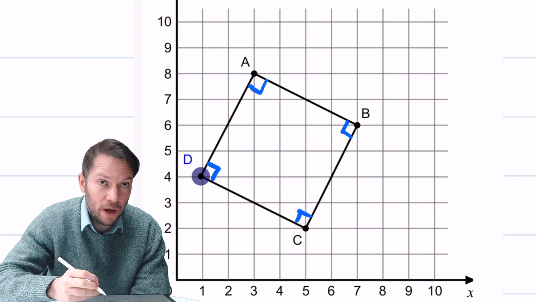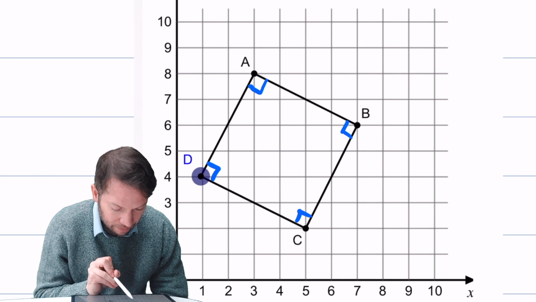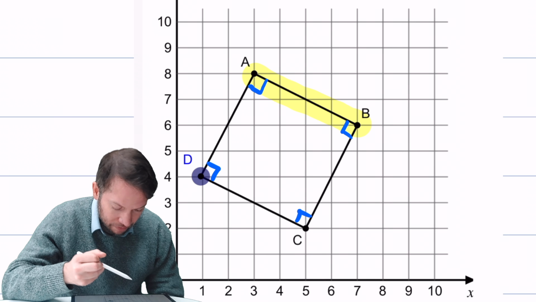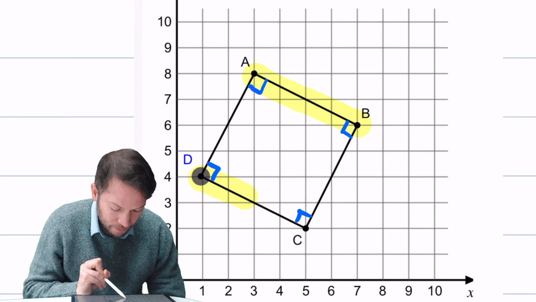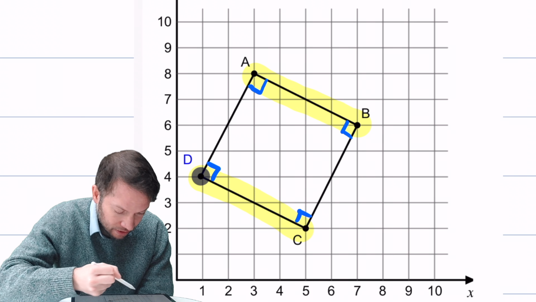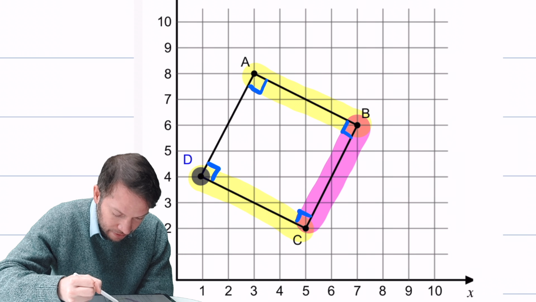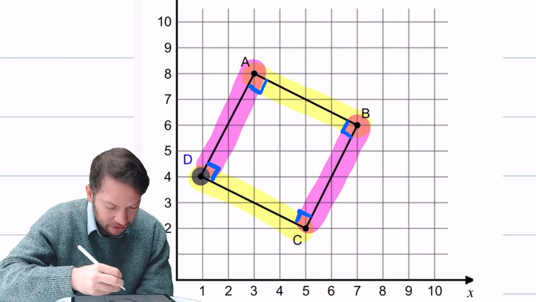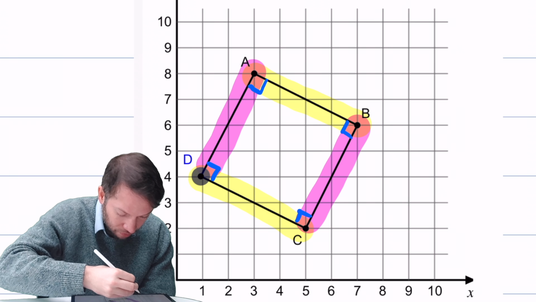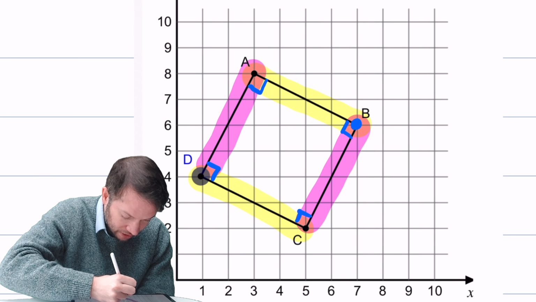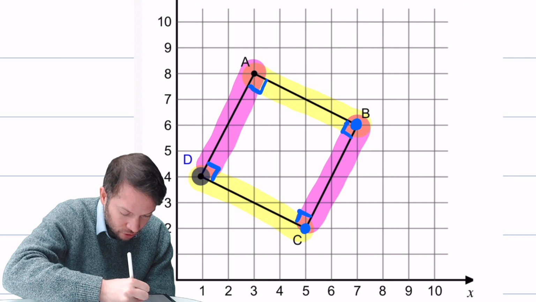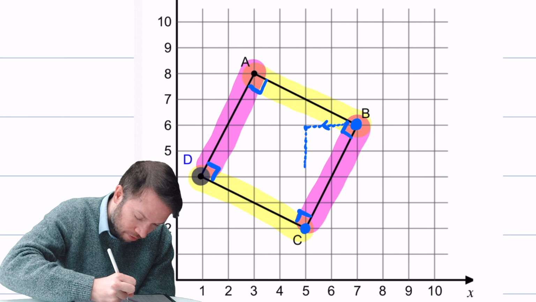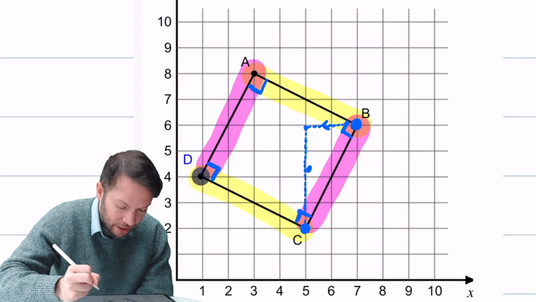And we also said with a square, all the sides have to be the same length. So for example, this length here, AB, has to be the same length as DC. And BC has to be the same length as AD. Now, if we look on this grid, can you see that as we go from B to C, if I start at point B and want to get to point C, I can go 2 squares to the left, and then 1, 2, 3, 4 squares down like that.